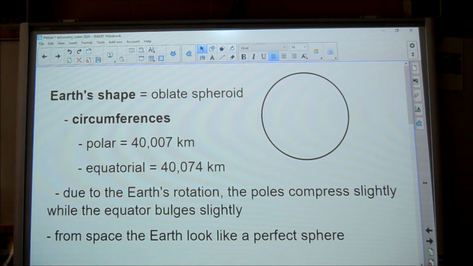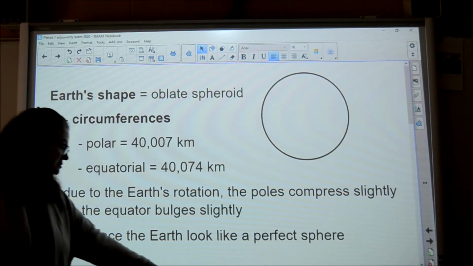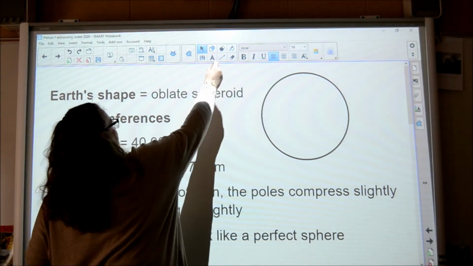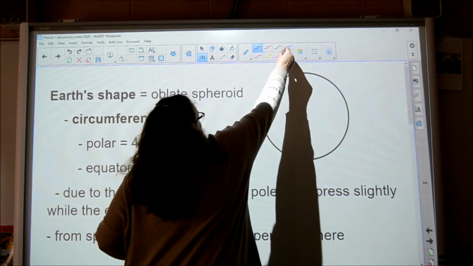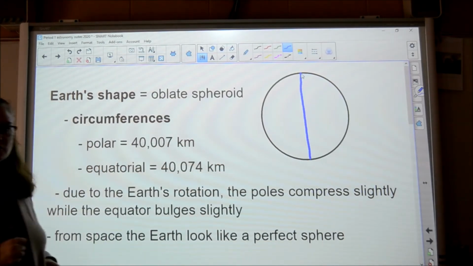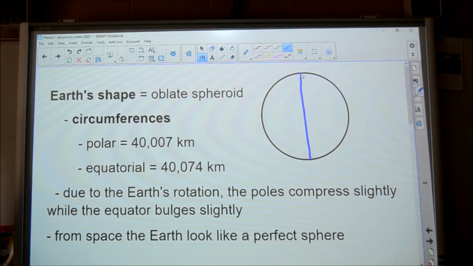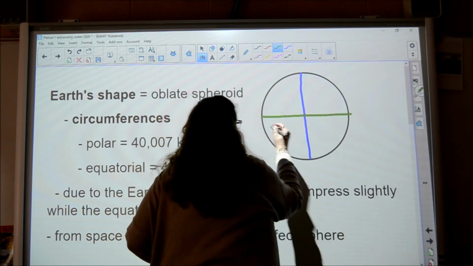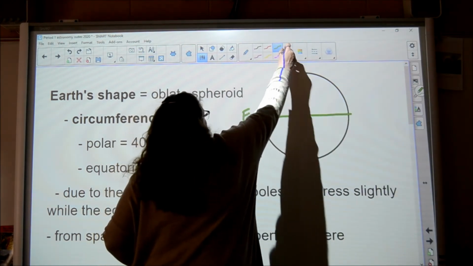Next, we're going to talk about the Earth's shape. The Earth's shape is an oblate spheroid. The whole idea, if I'm looking at my circumferences, my polar circumference, which is going to connect North Pole to South Pole, let me quickly draw for you. My polar circumference in blue. My equatorial circumference, that's your equator. That one I'm going to do in green. So this is your equatorial, and this one's your polar.